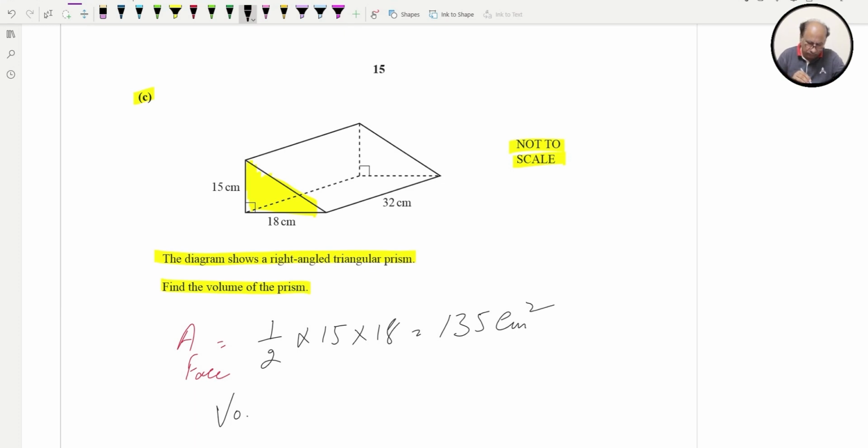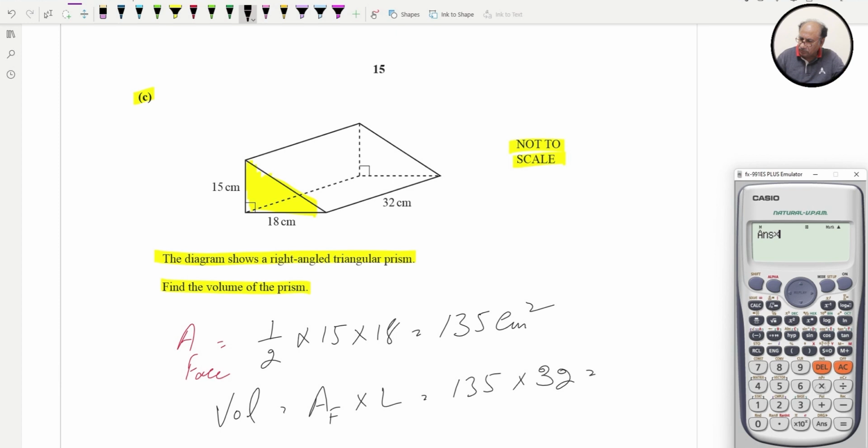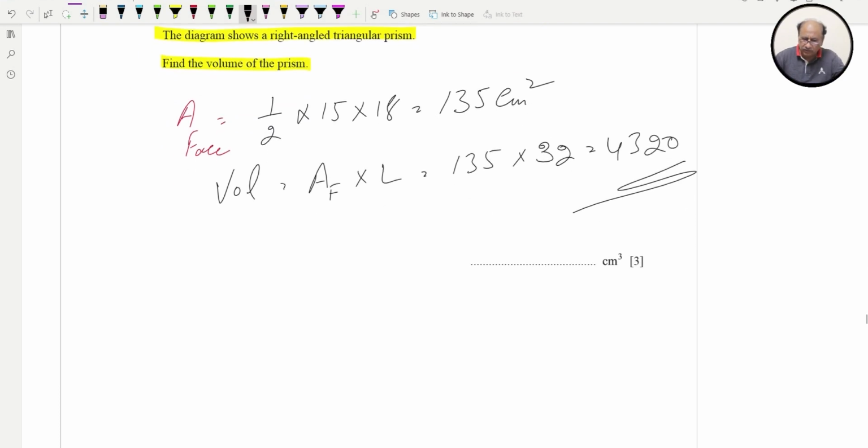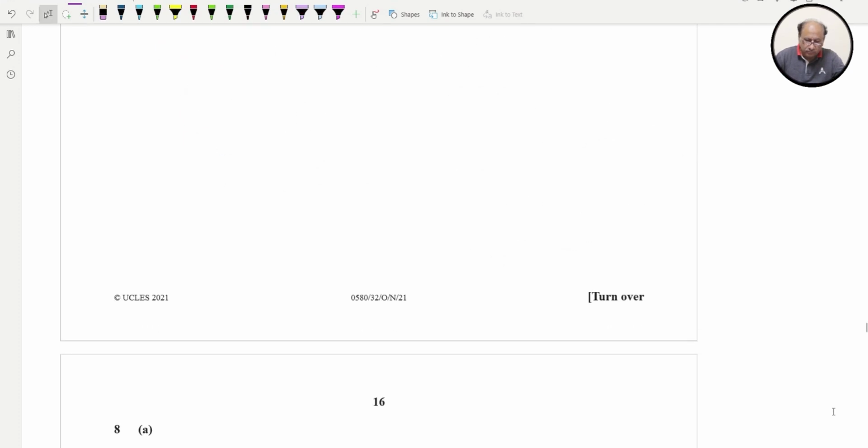So volume will be equal to face area multiplied by length, and this is equal to 135 multiplied by 32, which is 4320, and this is done. This is for 3 marks. 4320 centimeter cube is our final answer, centimeter cube because this is volume.